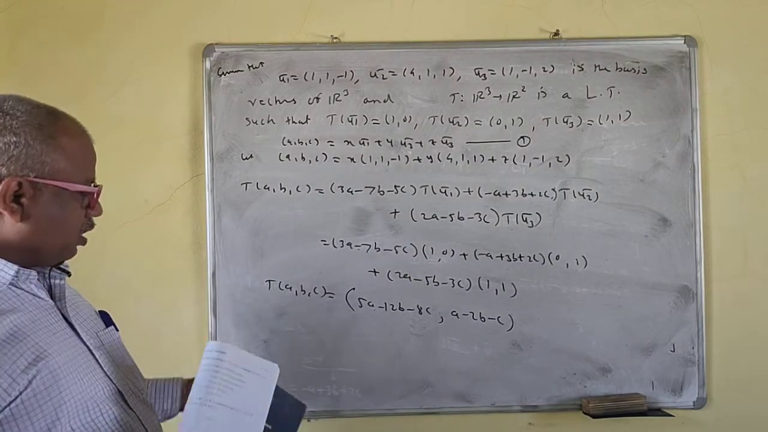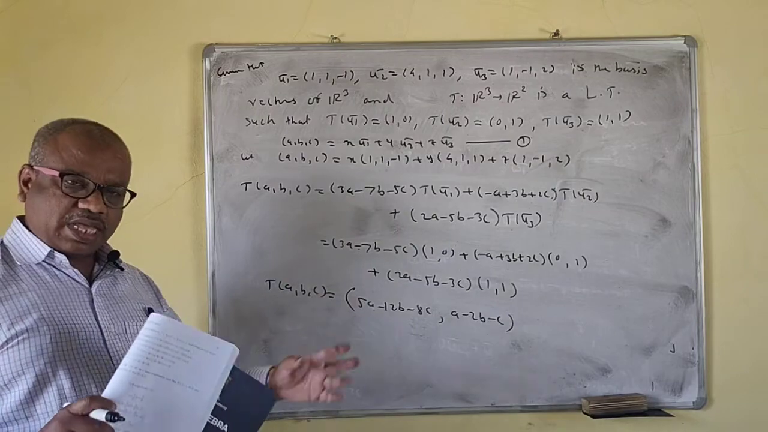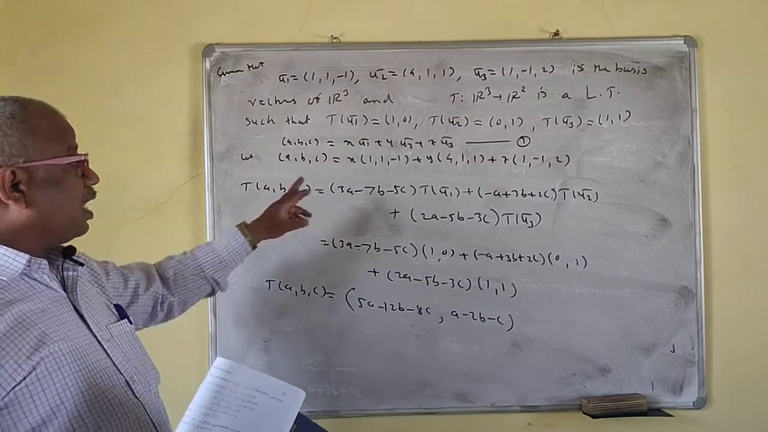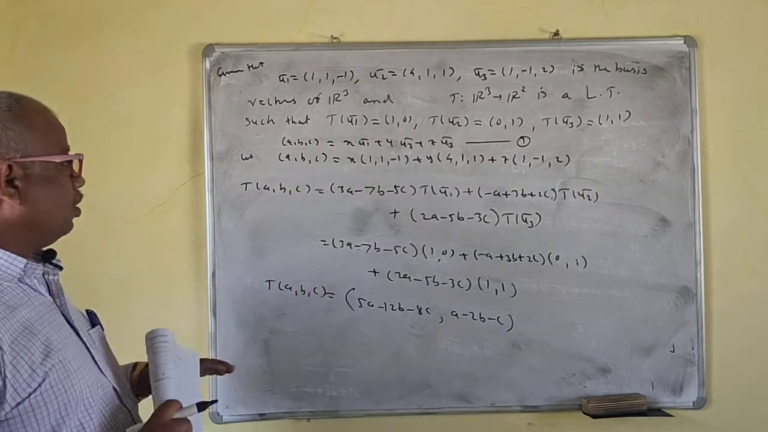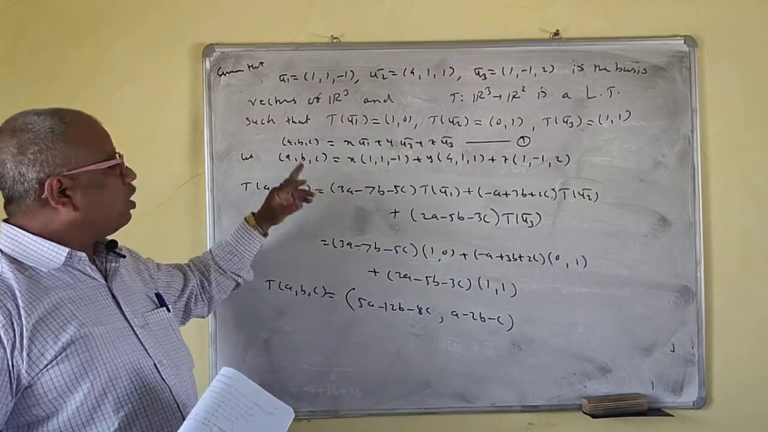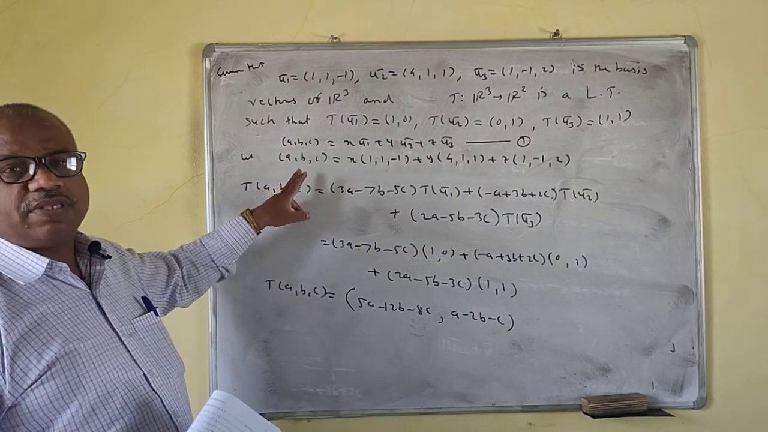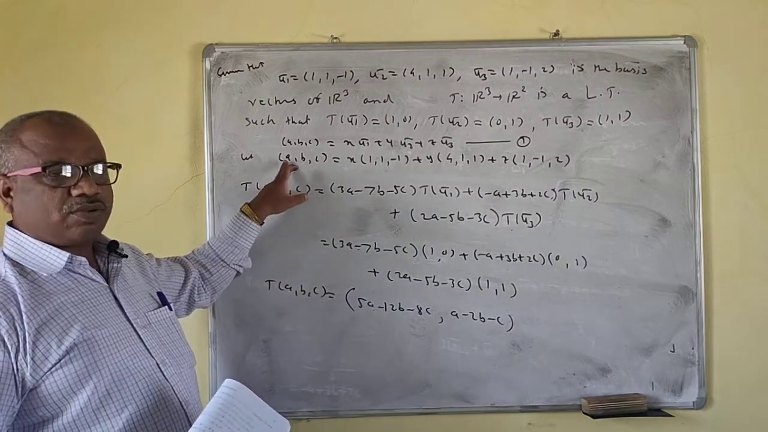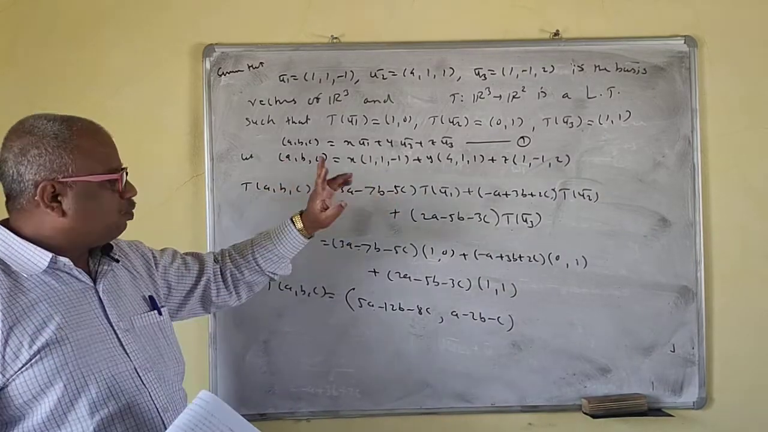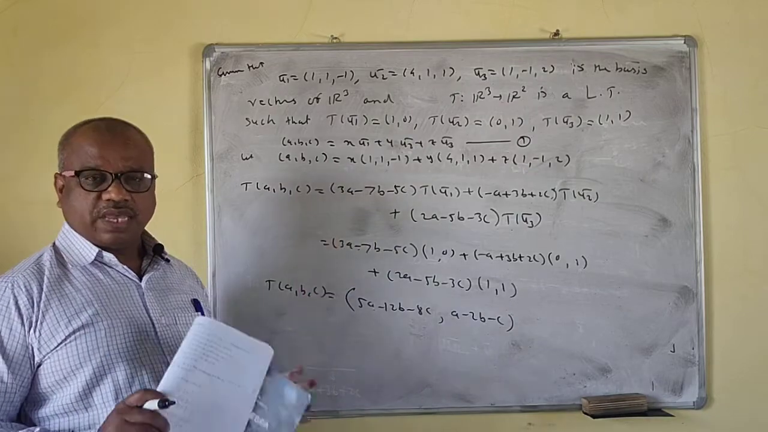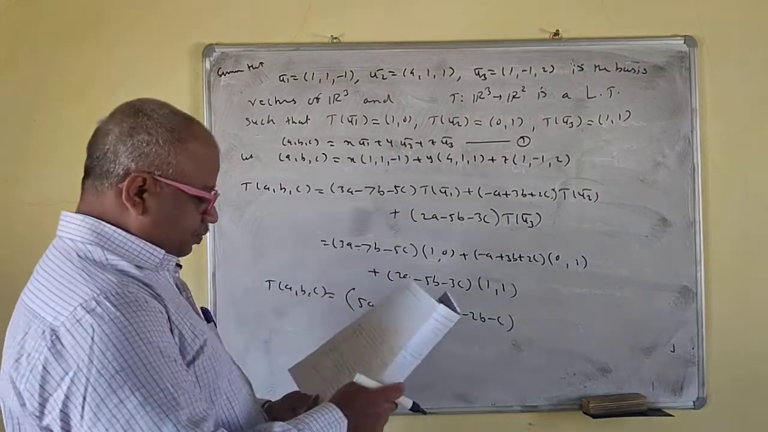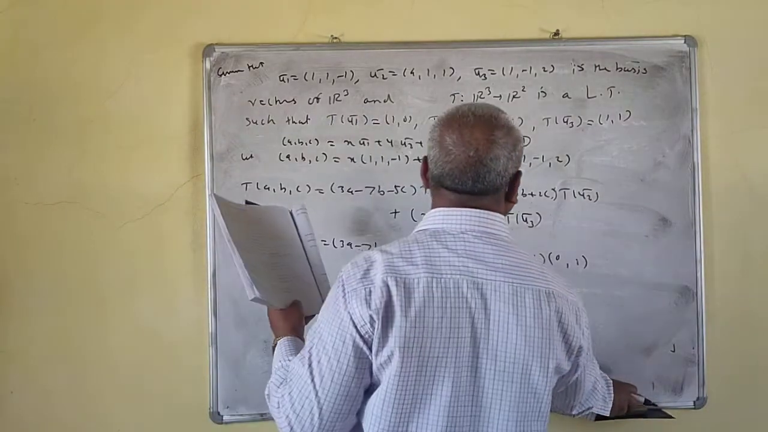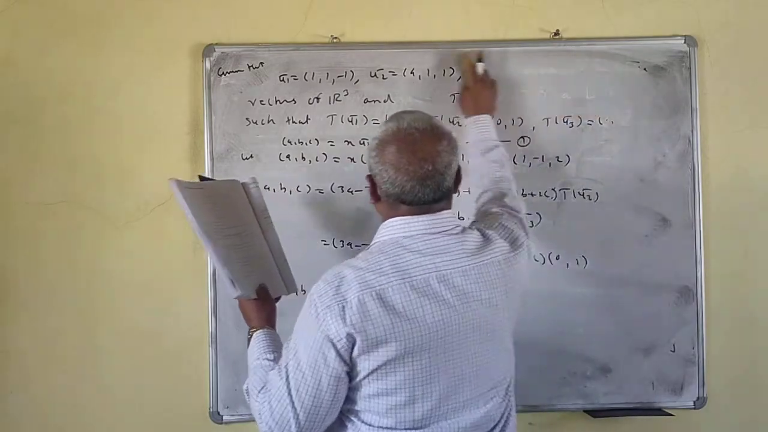If you want it in terms of x, y, z, you can write A, B, C as x, y, z. Doesn't matter. If they ask to find T of x, y, z, then you have to write x, y, z, and find the values of A, B, C in terms of x, y, z. I hope that you understand this one. We'll take the next problem.